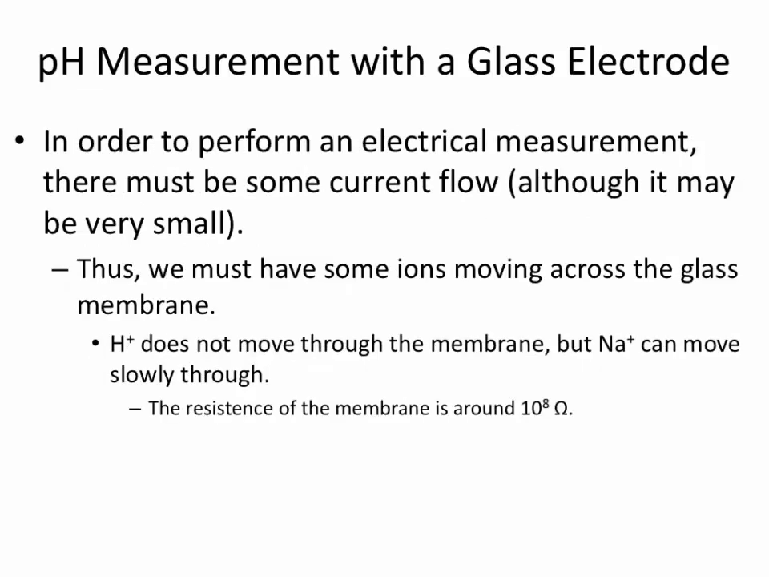Now, in order to perform an electrical measurement, there must be some current flow, although it may be very small. And thus, we must have some ions moving across the glass membrane. Now, the hydrogen ion does not move through the membrane, but sodium ions can move slowly through. Now, note that the resistance of our membrane is generally around 10 to the 8th ohms.